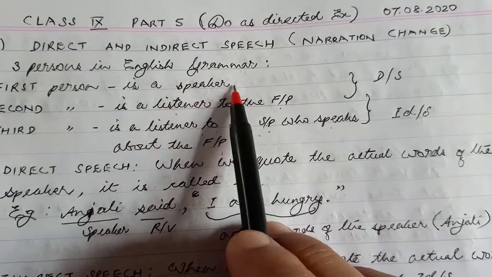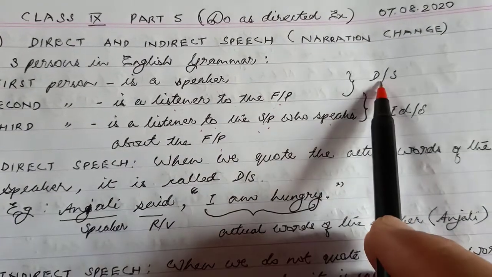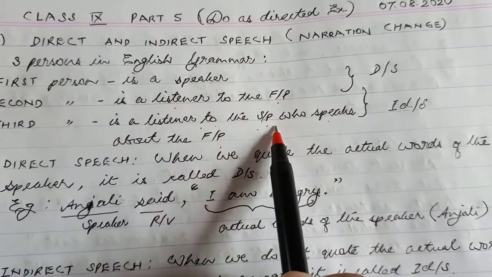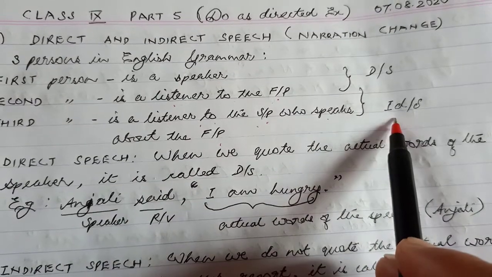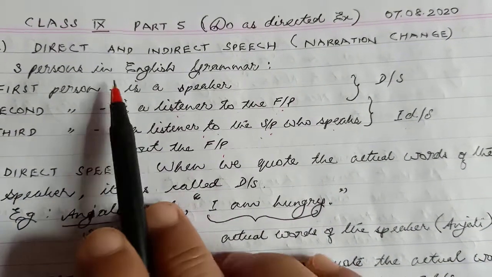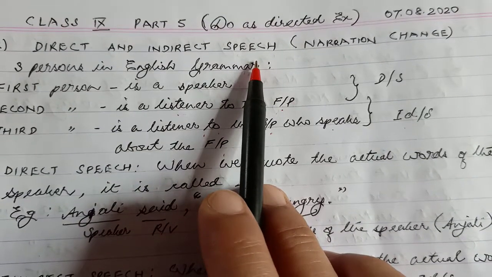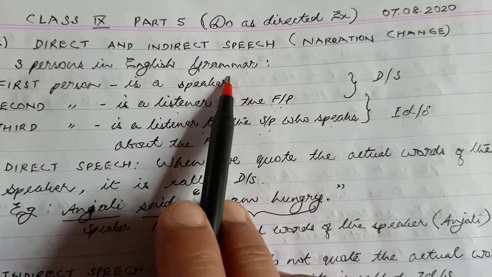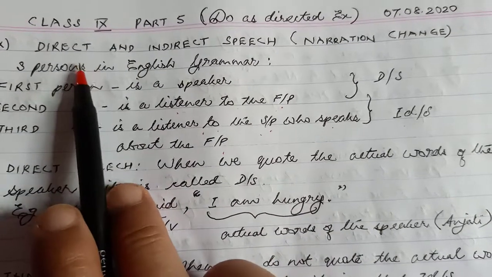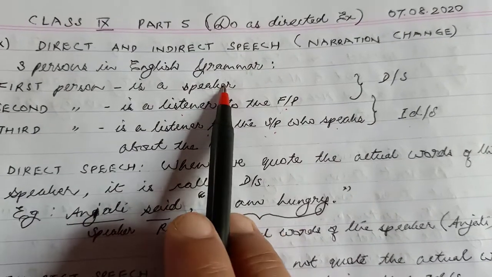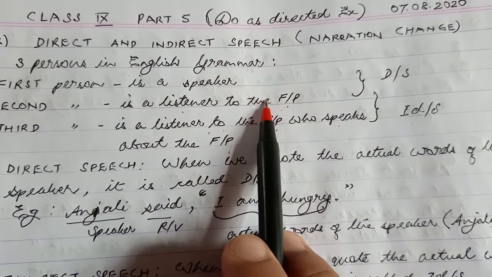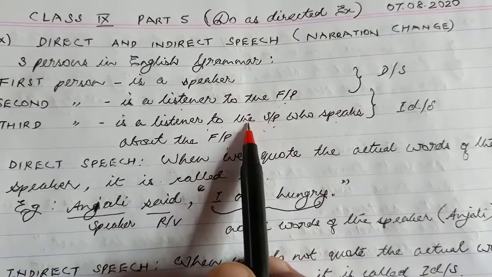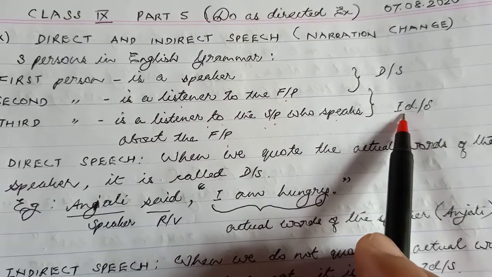Now, when first person speaks to the second person, it is a direct speech, right? It is a direct speech. And when second person speaks to the third person about the first person is indirect speech. So this is a simple logic to understand what is direct and indirect speech, right? Or narration change. So three persons in English grammar, right, is very important to understand the chapter direct and indirect speech. So when the first person speaks to the second person, it is a direct speech. When the second person speaks to the third person about the first person is indirect speech, right?